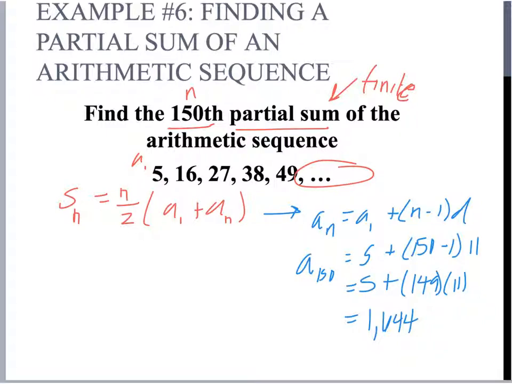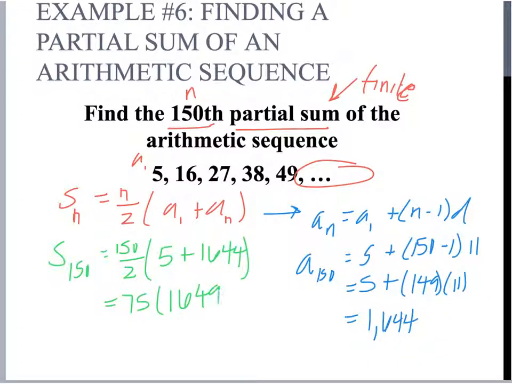So if I apply that to our sum formula, then the sum of the 150 numbers is going to be 150 over 2 times the first number in the sequence plus the last number in the sequence. Okay, that will give you 75 times 1,649. If you multiply them together, you are going to get 123,675. All right, let's look at our very last problem.